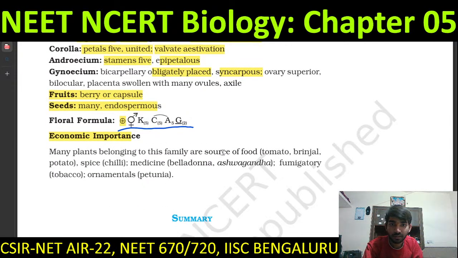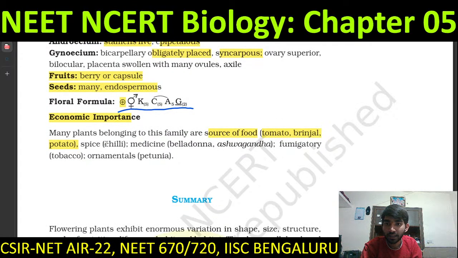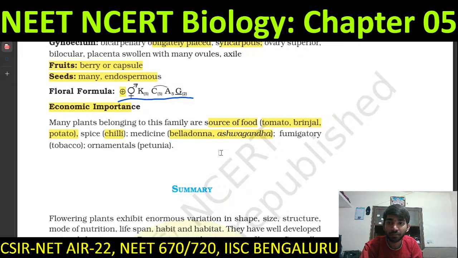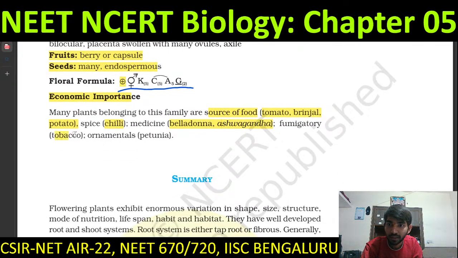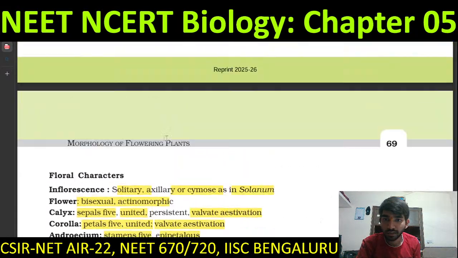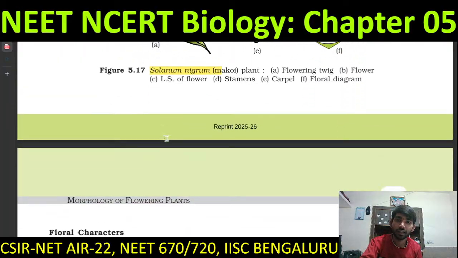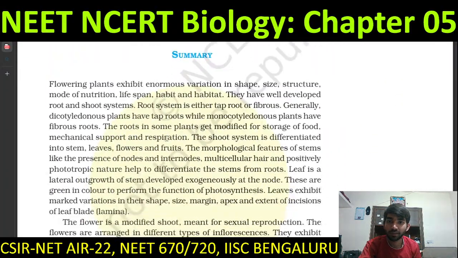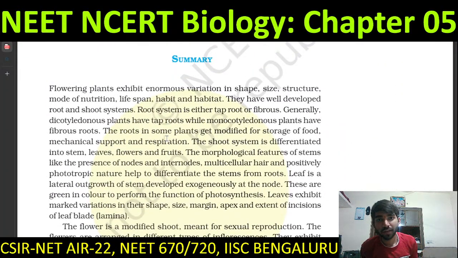Economic importance, source of food: tomato, brinjal, potato, all the things that we commonly eat belong to the Solanaceae family. Chili, belladonna, ashwagandha. These examples you must remember, they can be asked directly. Tobacco, petunia. So there is only one family. I thought there would be more. I think earlier there were Fabaceae, Liliaceae, all these families also. But now they have given only one family, so it's much easier for you to remember this.